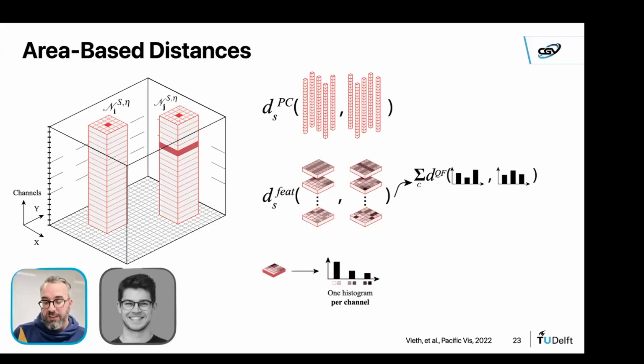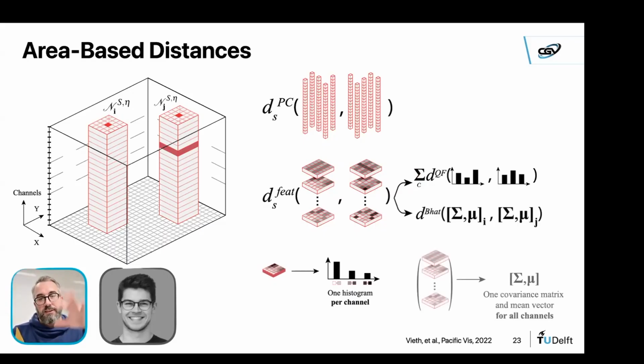And the other idea there is actually calculating features for the whole high-dimensional space. So here we would calculate a covariance matrix and a mean vector over all of the channels, and then just compare these two directly with each other, right? So we have these feature-based methods, and one is per channel, and the other is looking at all of the features together.